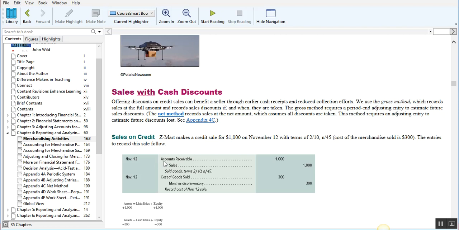So the first part of this transaction is a debit to accounts receivable to identify the sale, and a credit to the sale for the $1,000, an identification of the terms of the sale, and then we also record cost of goods sold as an increase, and merchandise inventory as a decrease.